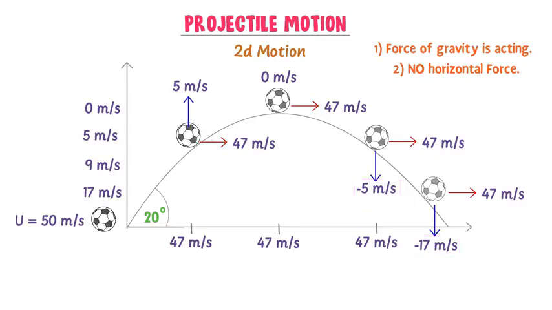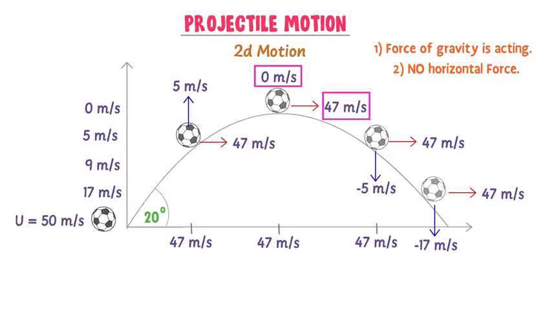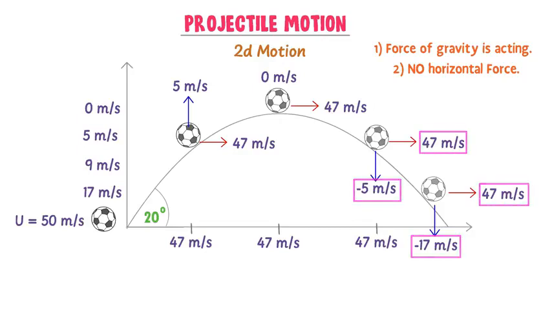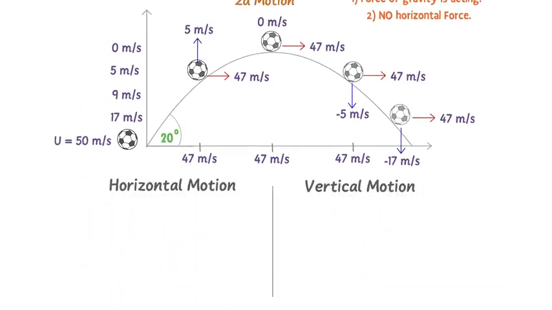Thus, we can analyze that as the ball moves upward, its velocity decreases with the passage of time in the vertical direction, but its velocity in the horizontal direction remains constant. At maximum height, the y component of the velocity is 0 but not the x component. Secondly, when the ball falls down, its vertical motion increases with the passage of time, but its horizontal motion again remains constant.